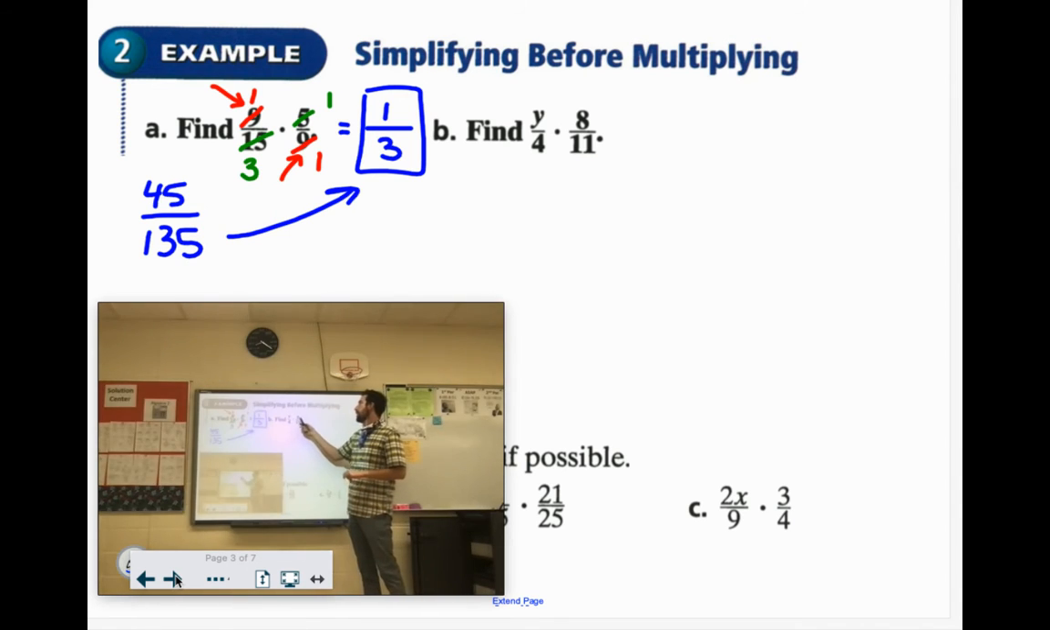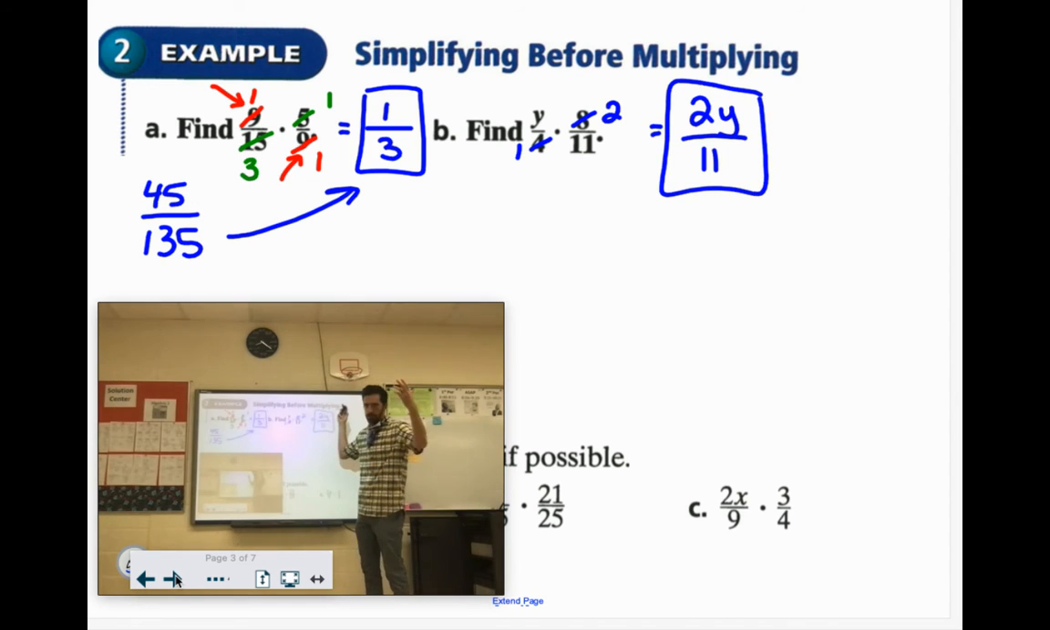Y over 4, 8 over 11. Do you see anything that we can simplify, even if it's diagonal? The 4 and the 8. 4 goes into 4 once, 4 goes into 8 2 times. Y times 2, we write as 2y. Denominator, 1 times 11 is 11. It's better than having 8y over 44 and then reducing that.